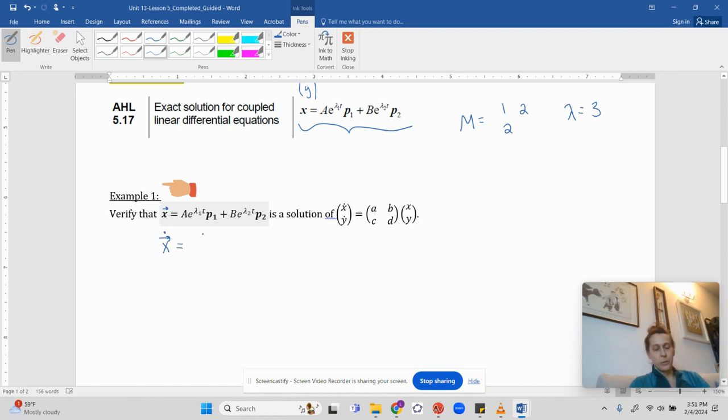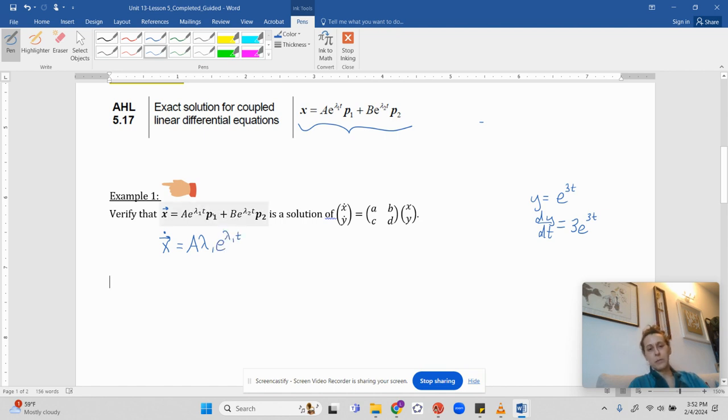So we have x, that vector, equals, this is going to be a tough derivative. We have the derivative of this term here with respect to t. Remember, if we had y equals e to the 3t, and I wanted to find dy dt, the derivative with respect to t would be 3e to the 3t. So we want to do the same thing here. The derivative of the exponent is lambda 1. We're going to bring that out front. So we have lambda 1 e to the lambda 1 t.